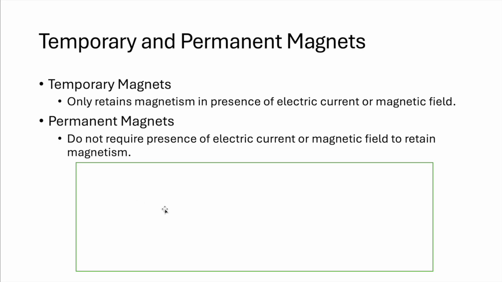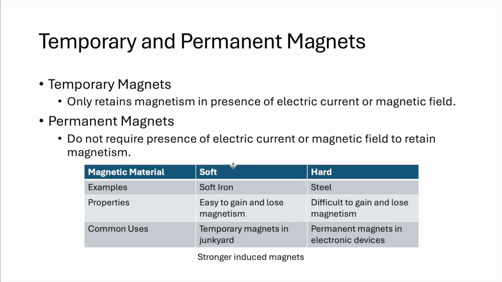To choose the material for the temporary magnet, we need what we call a soft magnetic material, which is probably iron, because it's easily magnetized and demagnetized, so you can magnetize it upon command. On the other hand, if you want a permanent magnet, you need a hard magnetic material like steel. These are just common examples, and they are the opposite of the soft magnetic material. It's difficult to magnetize and demagnetize.